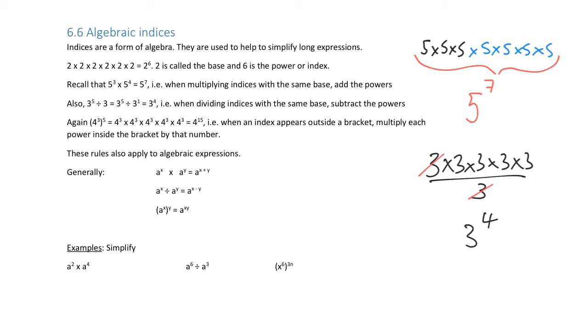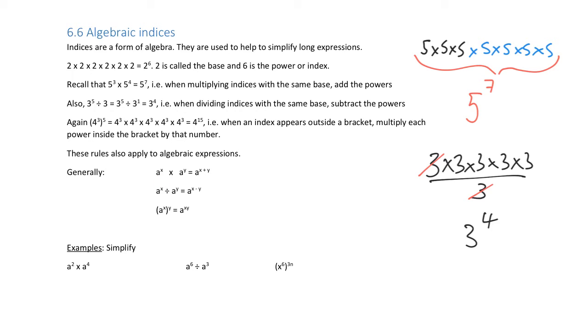Also, whenever we've got a term in a bracket with a power outside, so 4 cubed to the power of 5, that means 4 cubed times 4 cubed times 4 cubed times 4 cubed times 4 cubed. Using our rules for multiplying indices, where we add the powers, we're going to have 4 to the power of 15. And these rules also apply to algebraic expressions.